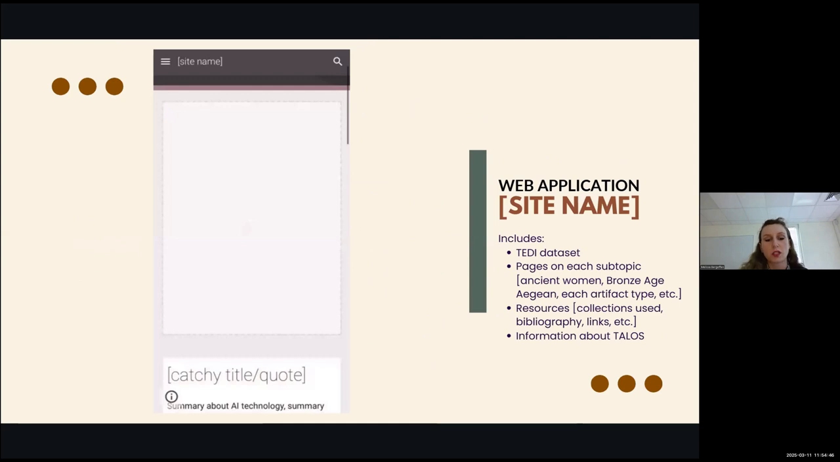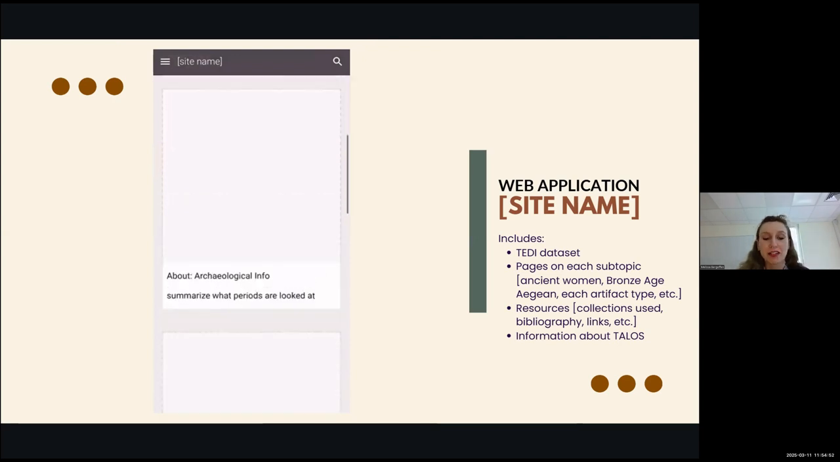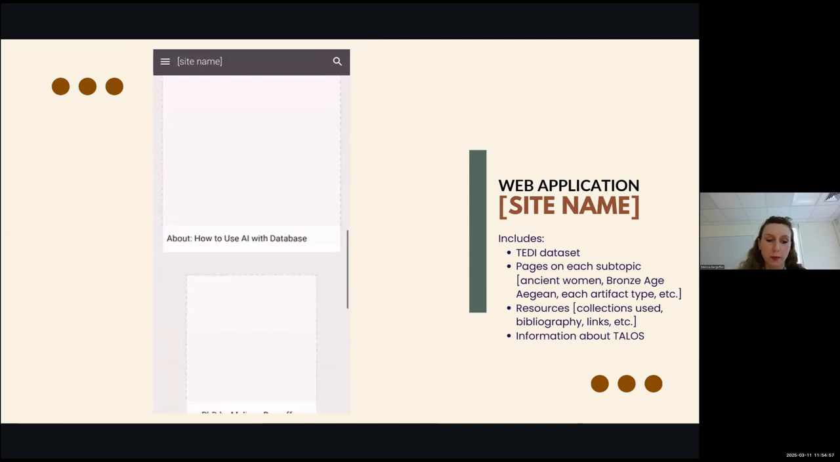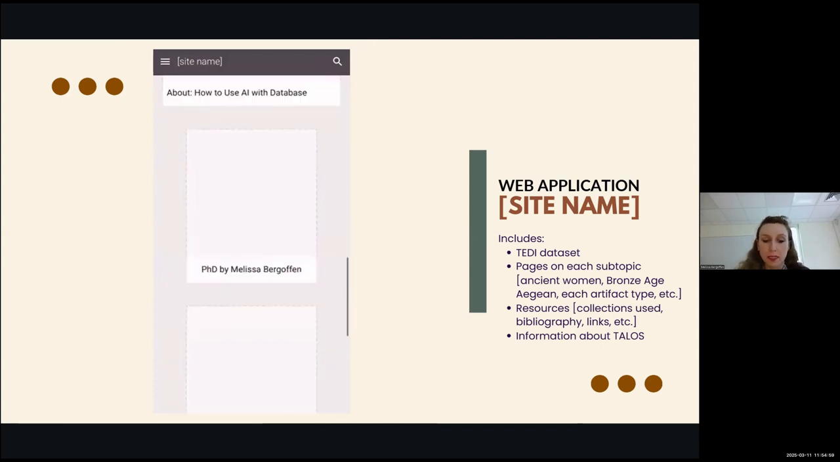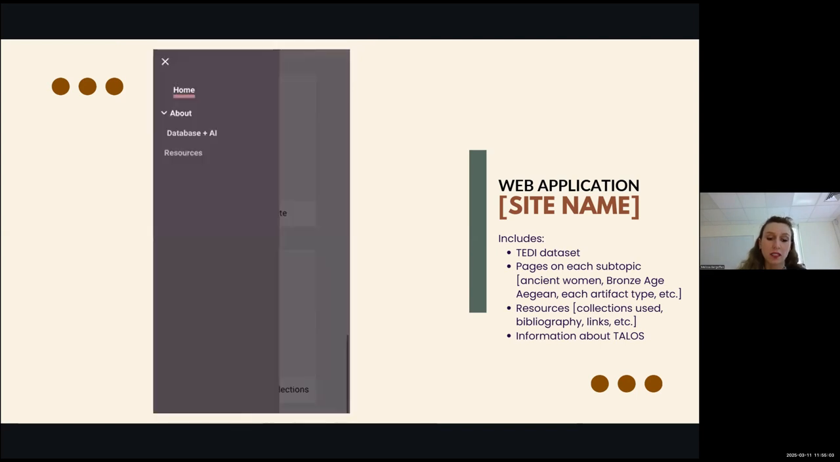In addition to the dissertation, I'll also create a website to hold not only the TEDI data set I create, but also other relevant information, as you can see from the mock-up I have on the screen. For example, a lot of the information collected and used in the dissertation will find a place on the website, as will information on the project itself and the collections objects used.